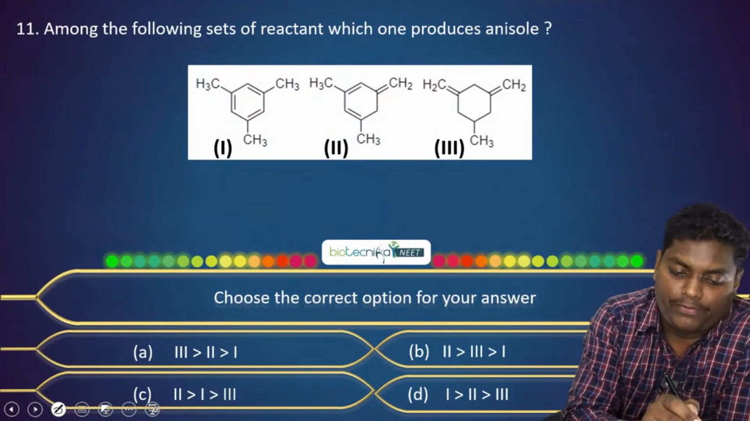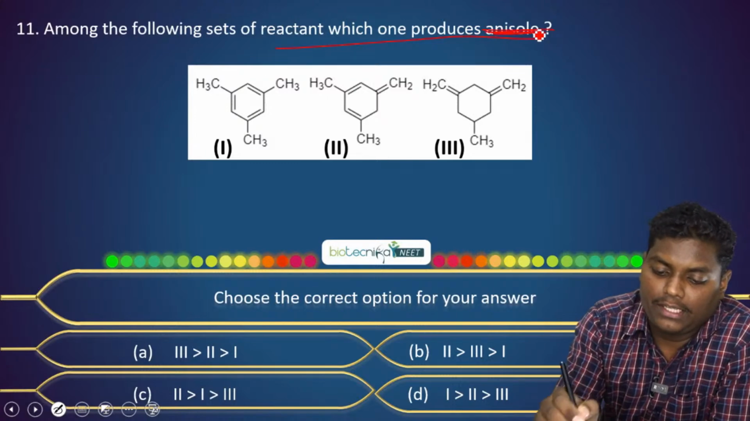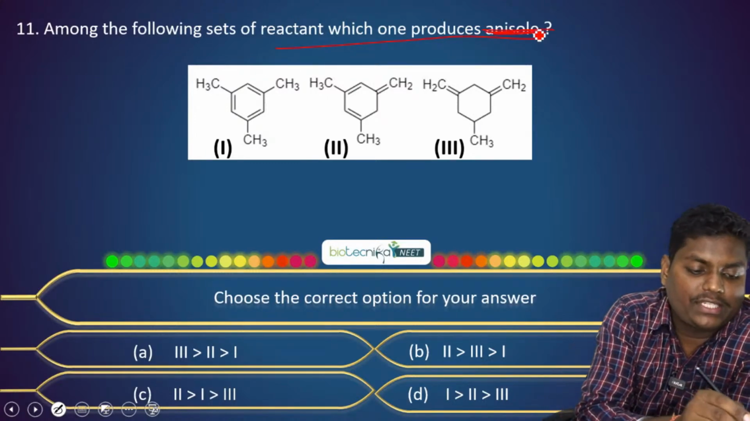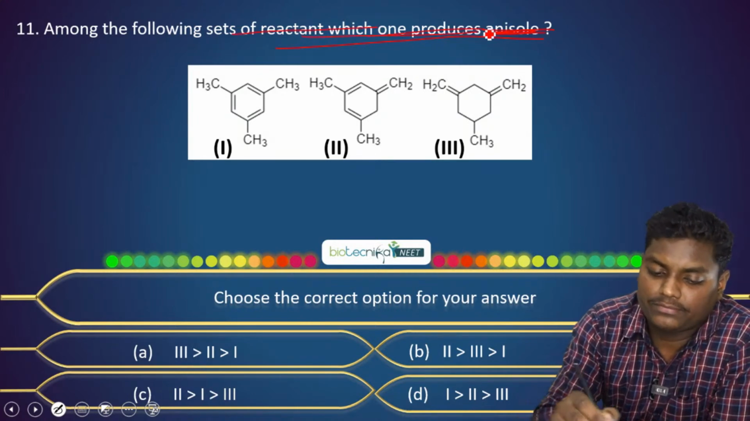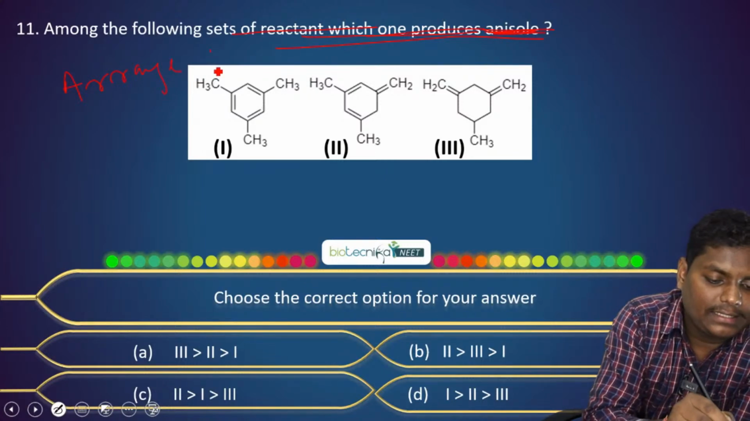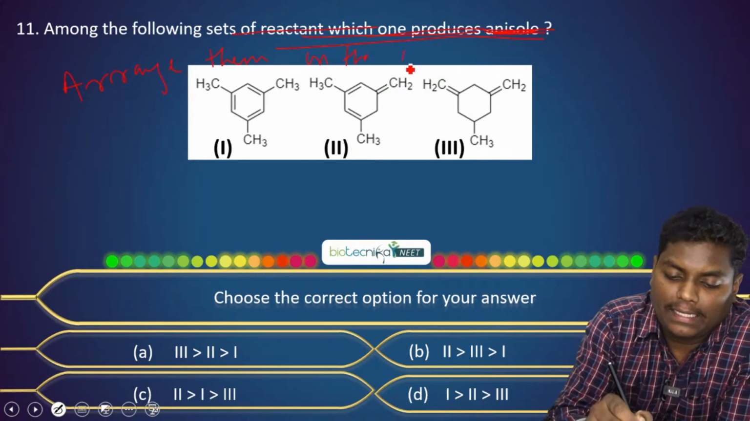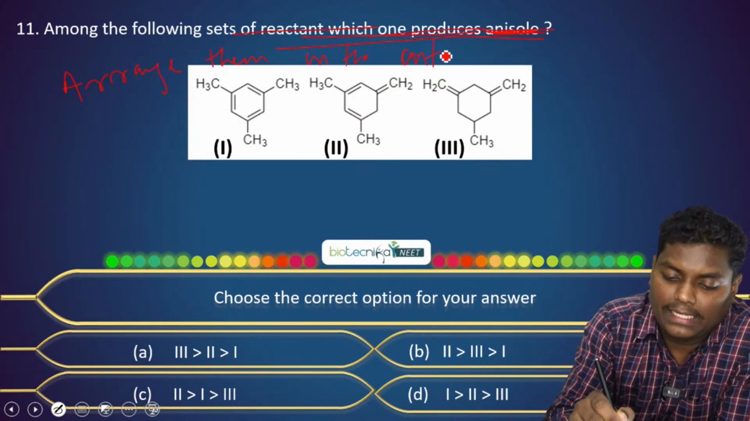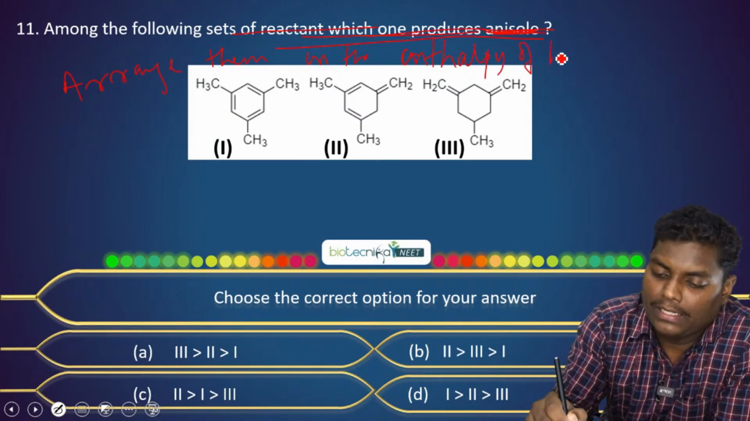The question is, among the following complexes, arrange them on the basis of enthalpy of hydrogenation. I'll write the question for you. Arrange them on the basis of enthalpy of hydrogenation.